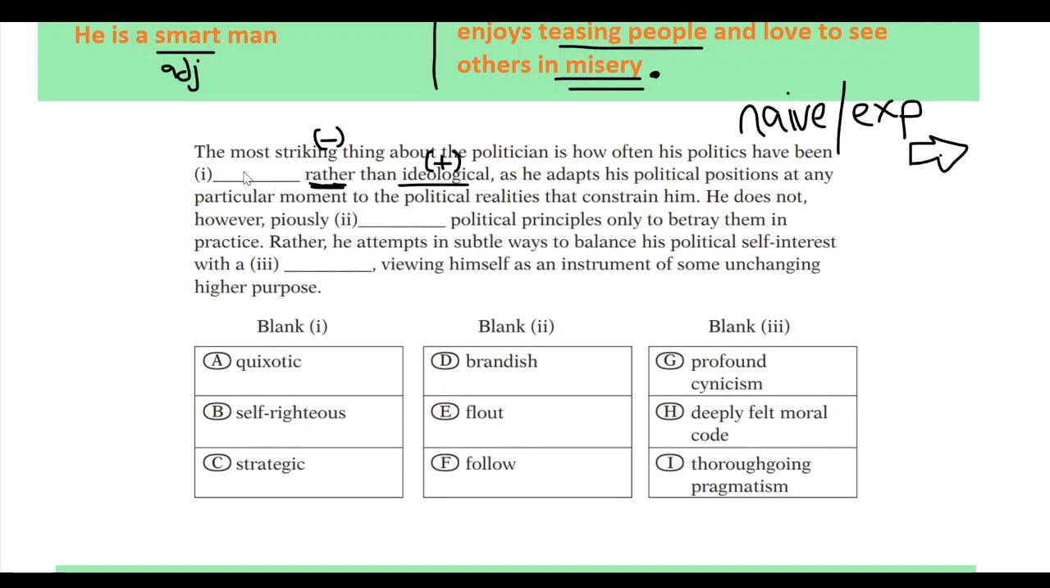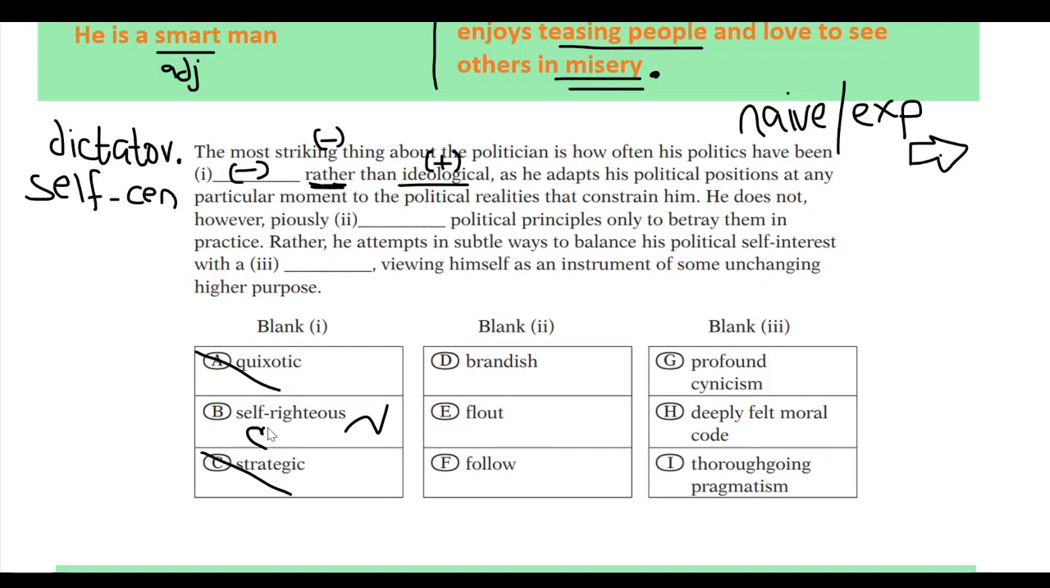So probably there's some negative word over here, and probably what should be the opposite of ideology, probably dictatorship, or probably something to the effect of self-centered, or probably selfish, something like that. So if I move down here, quixotic doesn't seem to make sense. Self-righteous, okay, maybe strategic. No, that's not even close to my guess. Cancel this out. This seems pretty good.